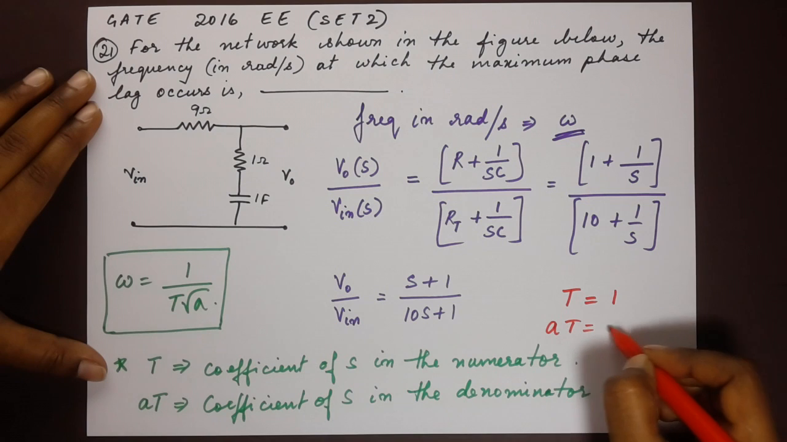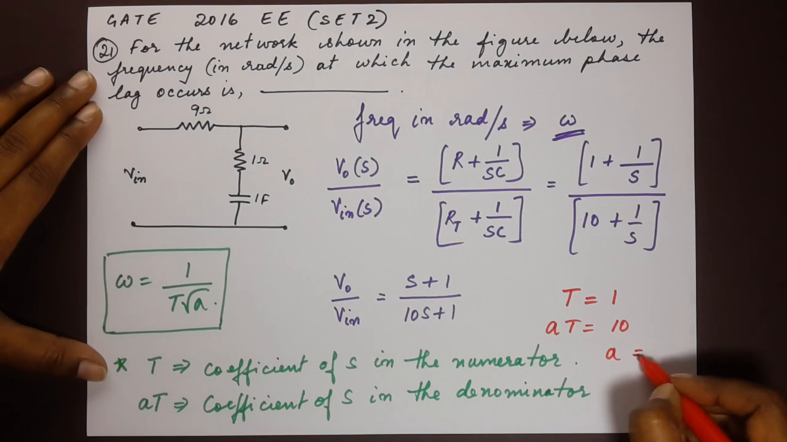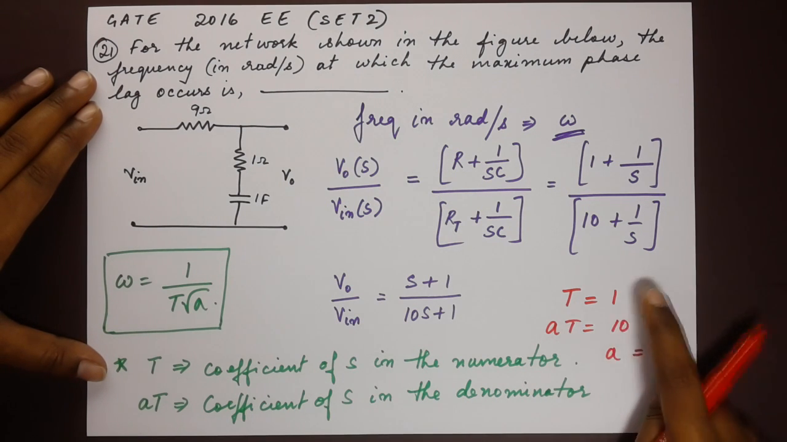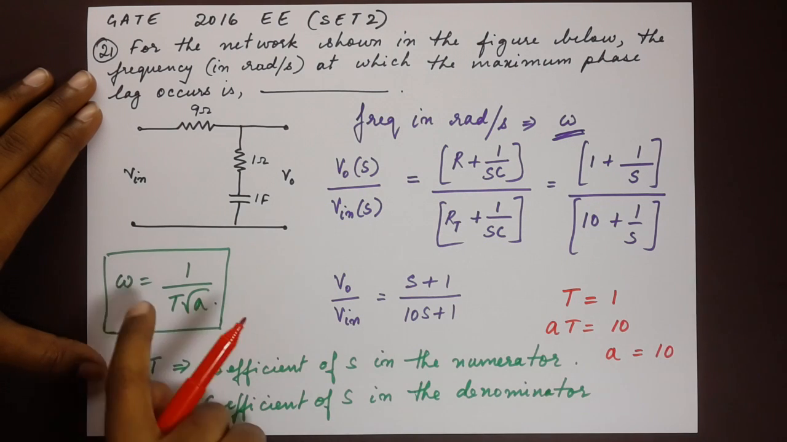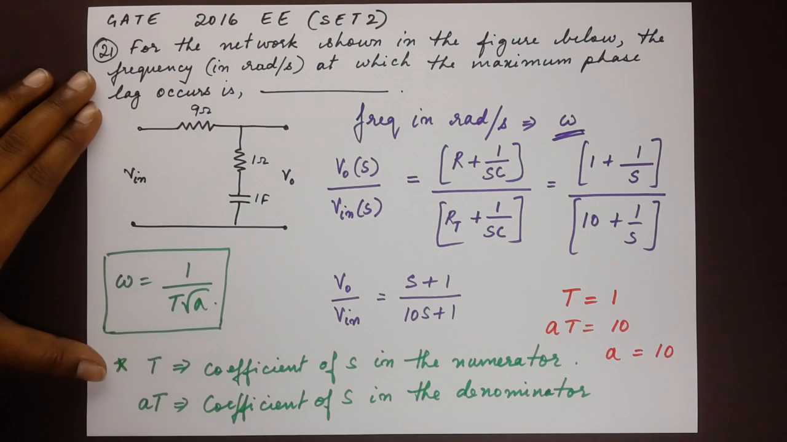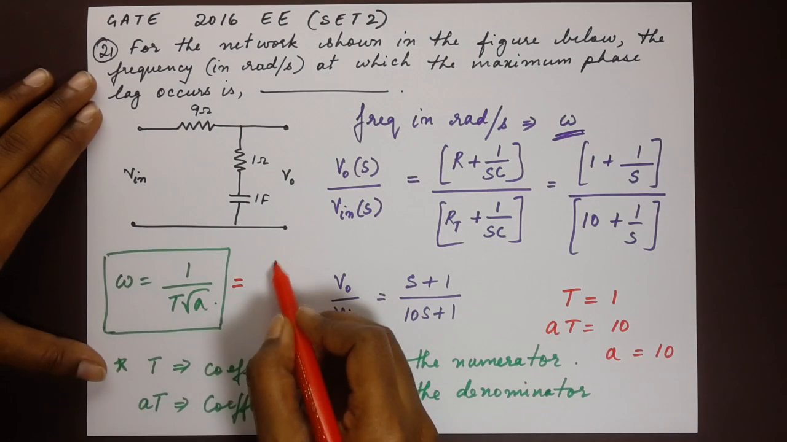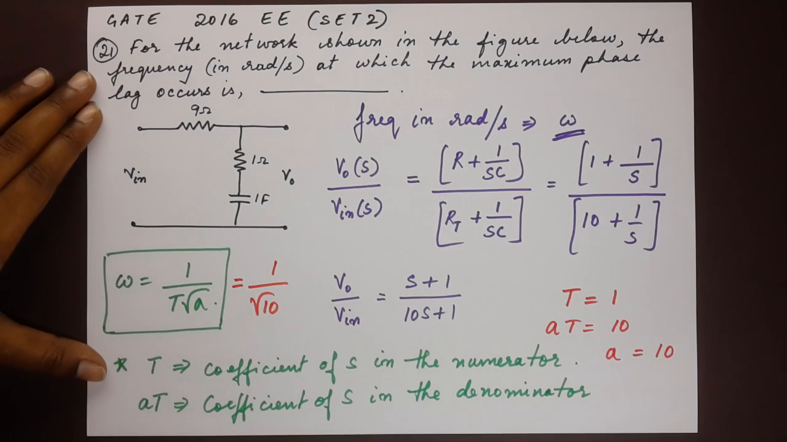If AT is equal to 10, then A is equal to 10. That's because T is 1. So A is 10. Now we have A is 10, we have T is equal to 1. Substitute these two values over here to find your omega value. So I'll put that down right here. Omega would be equal to 1 by root 10.